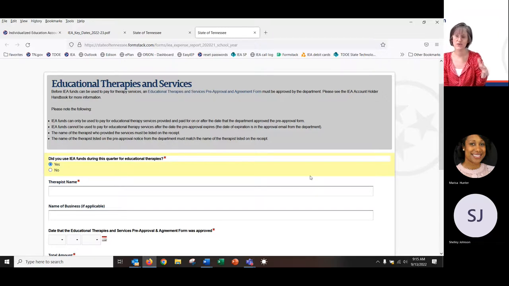They've got to make you aware if they're going to make a change in therapy providers so that you can seek pre-approval for whoever else is going to be seeing your student. So thank you for that reminder, Shelley.